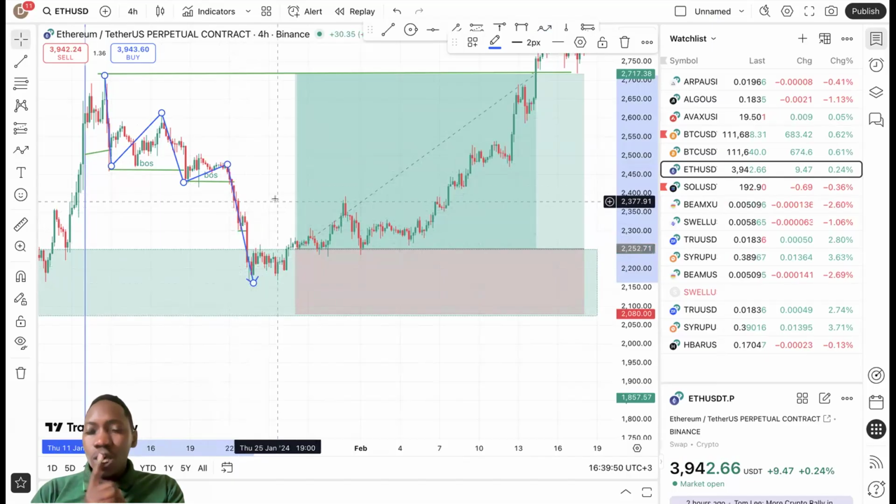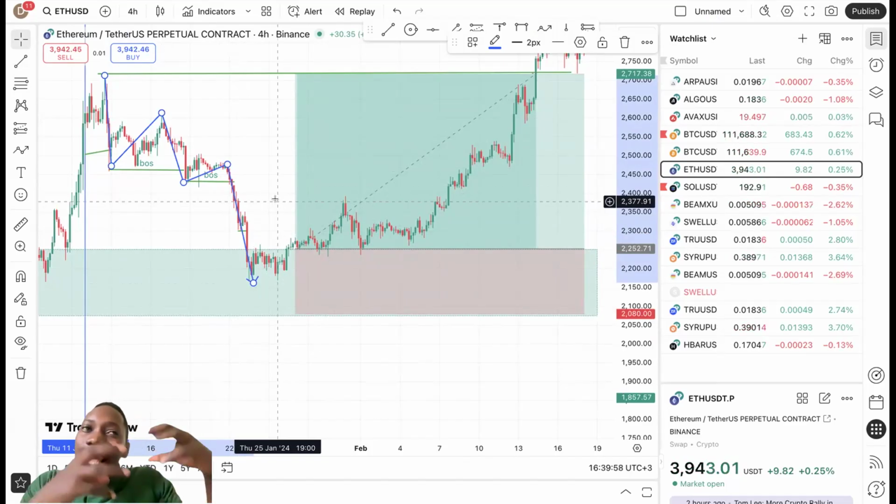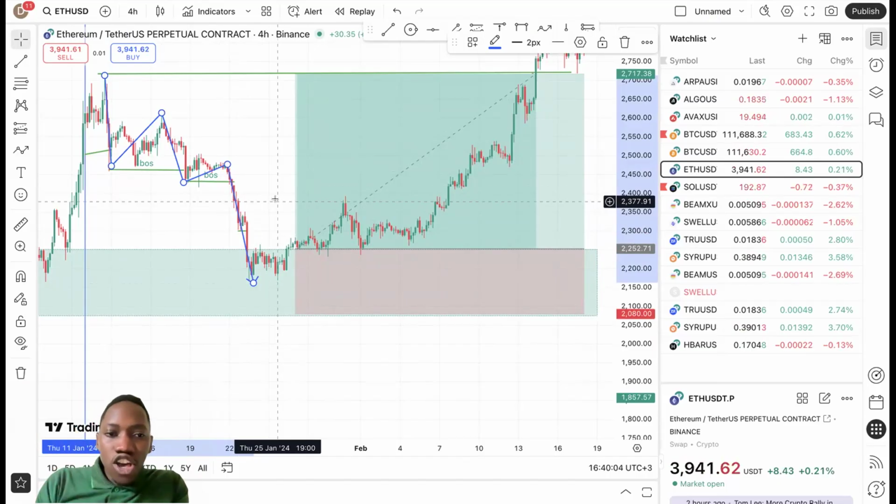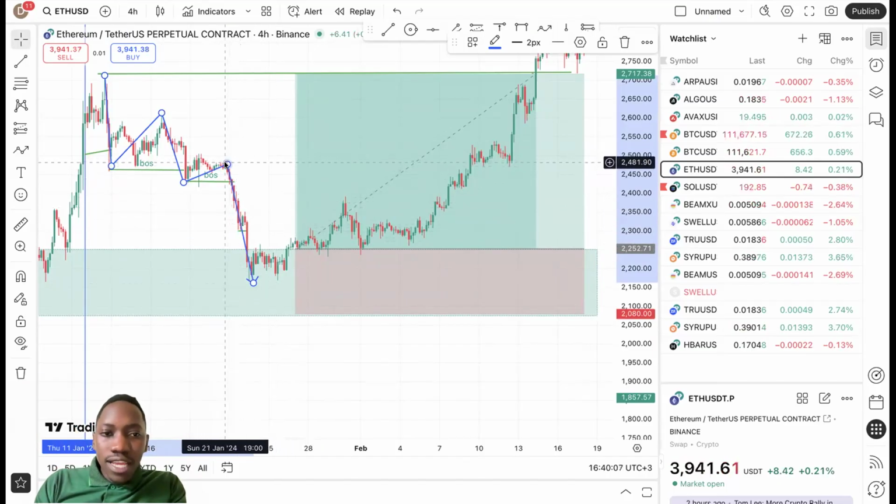So what do you wait for? You wait for a break of structure that goes to the bullish direction, to upward direction. What are you waiting for? You're waiting for inside that internal structure for the market to turn and break structure. There are two options here. Either you're going to wait for the market to break this structure, then you enter.